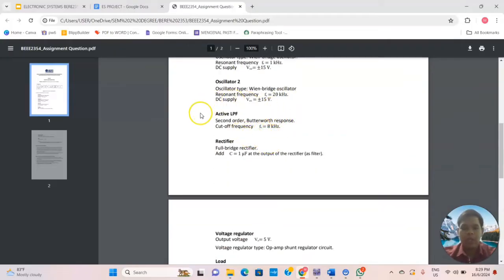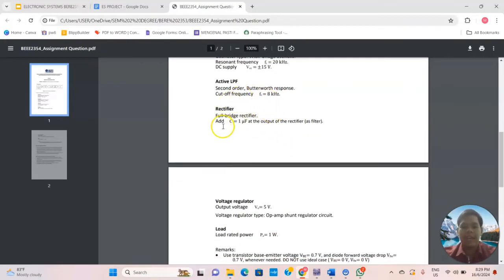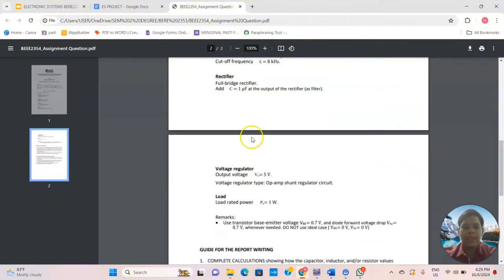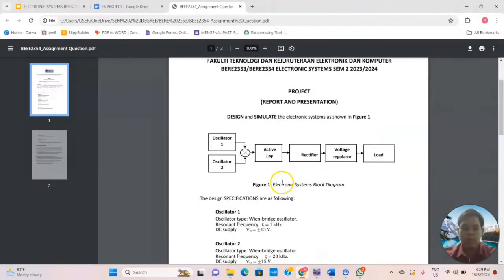Then we go through the active LPF, meaning low pass filter. We have a second order Butterworth response and the cutoff frequency is 8 kHz. And then the rectifier is a full bridge rectifier, then the voltage regulator, and the output voltage is 5 volt, and the load rated power is 1 watt. Okay, that's all from me.